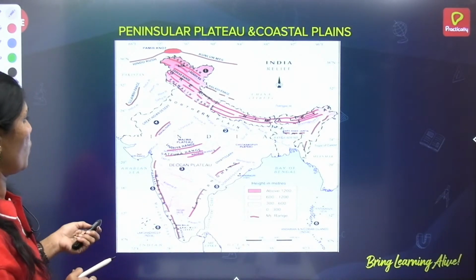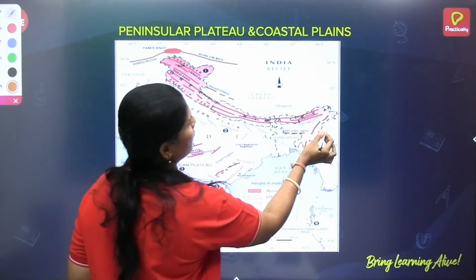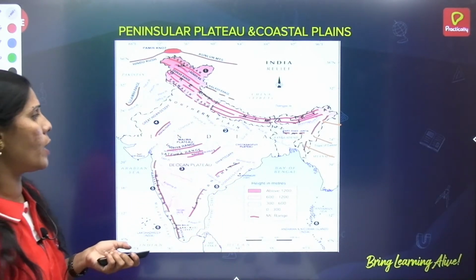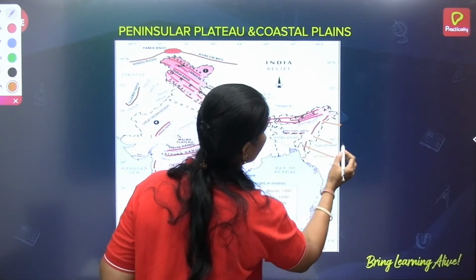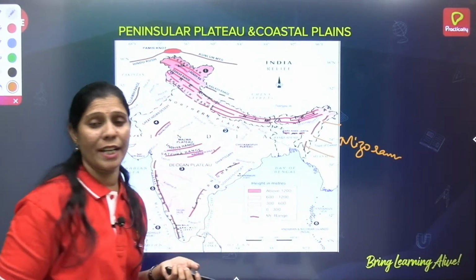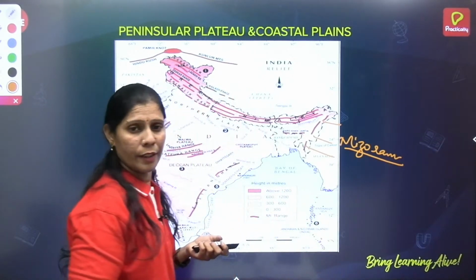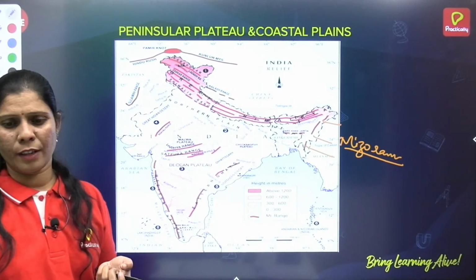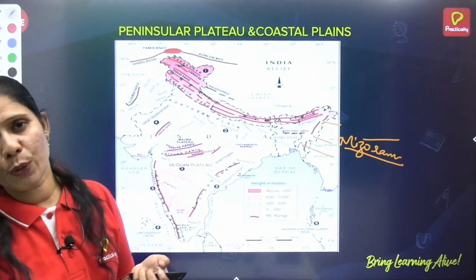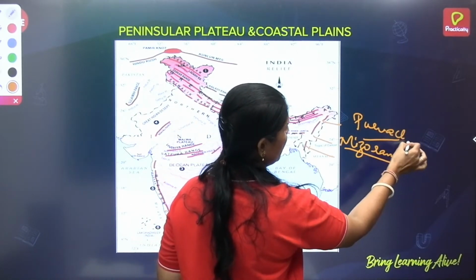Next, here was another question for you all. Can you name the hills which are called the Himalayas in Mizoram? The Himalayas in Mizo are called Mizo Hills. Okay, and they are being called locally Purvanchal even.